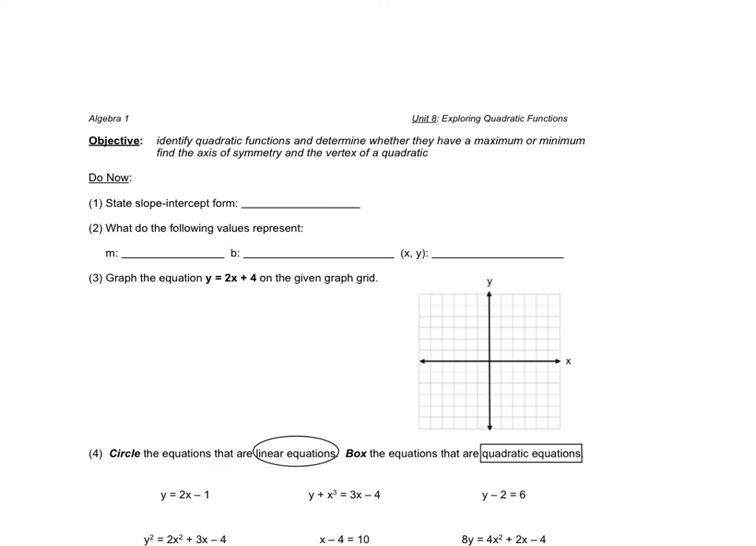So the slope-intercept form is what? All right. Let's go, Jay. What's the M? Slope. So you needed to solve the problem. The B? The y-intercept. XY? Ordered pair. Ordered pair, yeah. What else did you use?